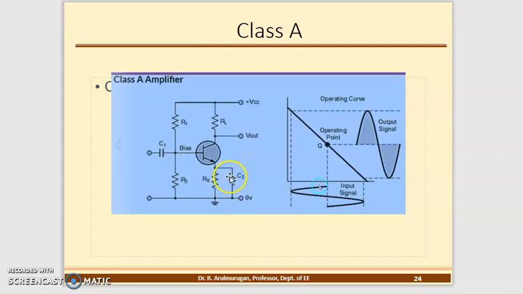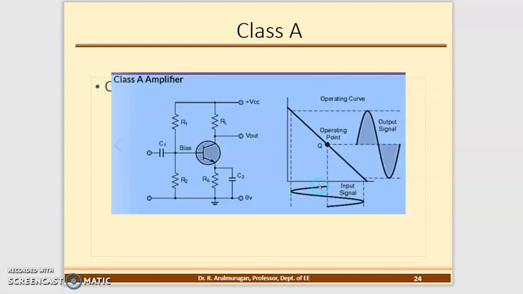So, the bypass capacitance you are using on the emitter side. This is the output load side, the load resistance you can say. So base, collector, emitter. The output is the collector. Here is the input terminal. Okay, here is a capacitance. This is only one. Okay, class A amplifier.